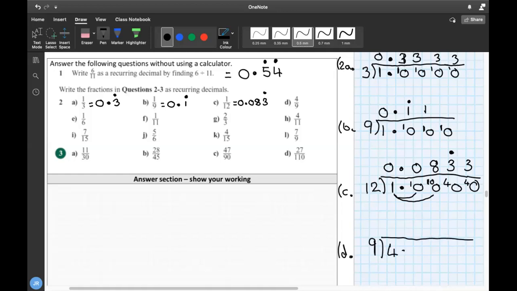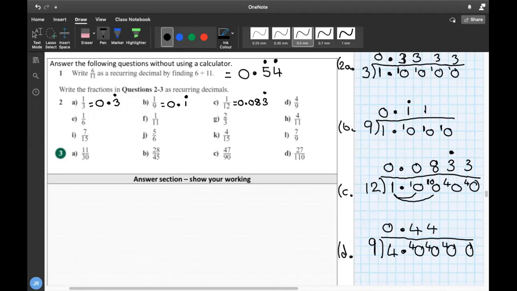So the number we're dividing inside our bus stop, the number you're dividing by outside your bus stop. How many 9s fit into 4? None. So how many fit into 40? 9 times 4 gives us 36. What is the remainder from 36 to 40? The remainder is 4. How many 9s go into 40? Well, 4 9s get us 36.